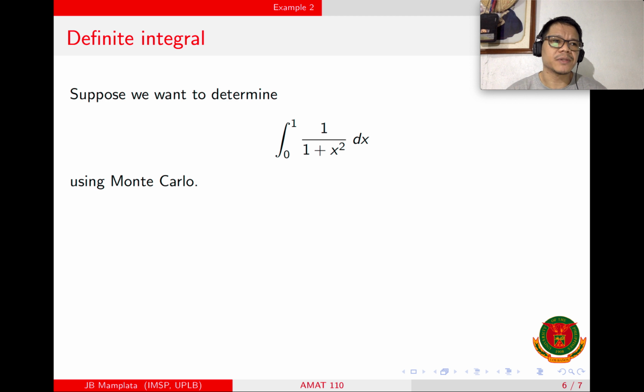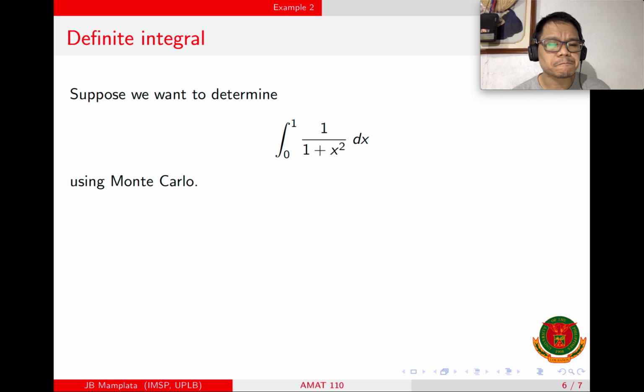Let's have an example. Suppose we want to determine this definite integral from 0 to 1 of 1 over 1 plus x squared dx using Monte Carlo simulation. In Monte Carlo simulation, kailangan alam natin yung h of x natin tsaka yung probability density function. So, importante na alam mo kung ano yung corresponding probability density function of the random variable you considered.